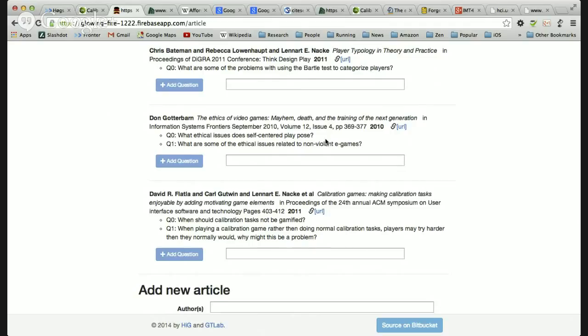So what ethical issues does self-centered play pose? And what are some of the ethical issues related to nonviolent games? So, similar, they kind of go to the nature of the ethical issues raised in the paper.